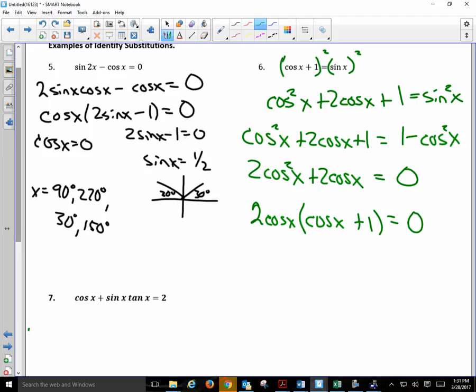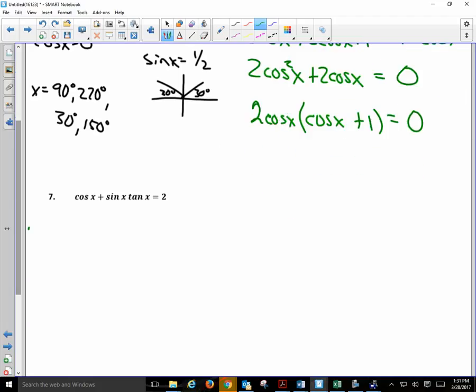All right, so let's take these two. We'll look at it together. We got 2 cosine of x is equal to 0, and we got cosine of x plus 1 is equal to 0. So if I divide by the 2, I'm wondering where is cosine of x equal to 0? We've already answered that question in a previous problem. What do we get? 90 and 270. Very good.